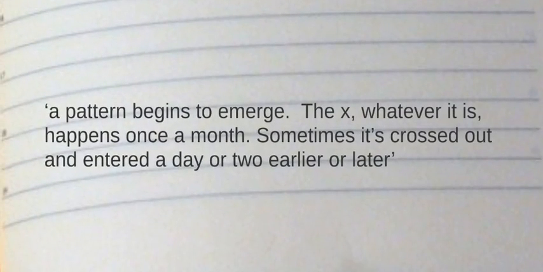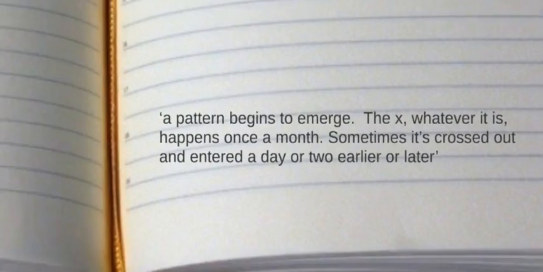The X, whatever it is, happens once a month. Sometimes it's crossed out and entered a day or two earlier or later. The boys go on to assume that these markings refer to the times when Mrs. Hayward has, as they think, secret meetings. But to the reader, there's an obvious different meaning. Frayn hints at the true meaning of the X with the reference to the current phase of the moon and the fact that each X is entered once a month. So the references we can see are actually Mrs.